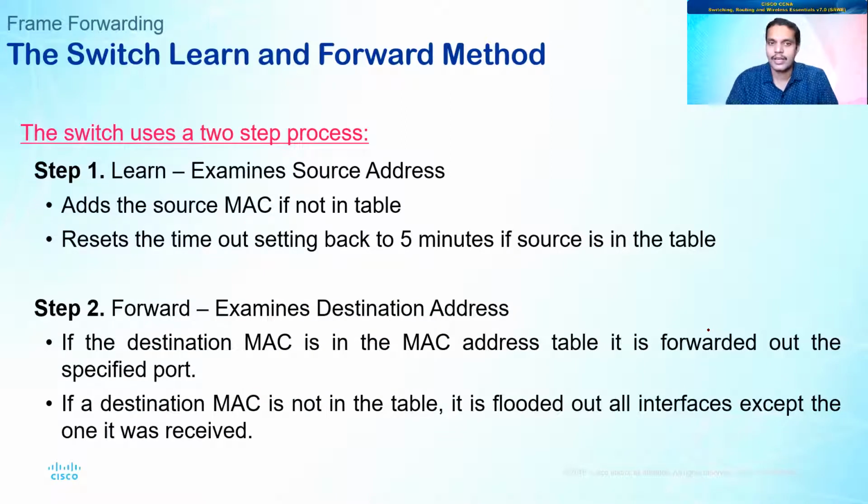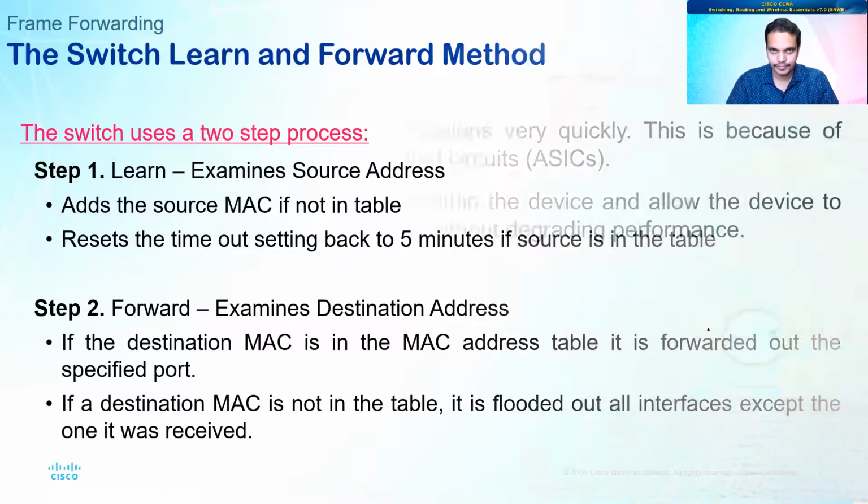The second step is forward. What it does is it examines the destination addresses. Now, if this destination MAC address is already present in the table, it will simply send that particular frame through that port only, whatever port the destination is connected to. It will forward that frame through that port. If the destination MAC is not in the table, it floods out this frame through all the interfaces except the one it is received on. So this is called the learn and forward method of the switch.